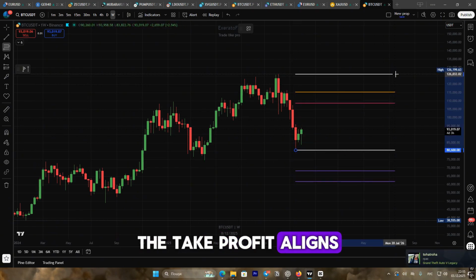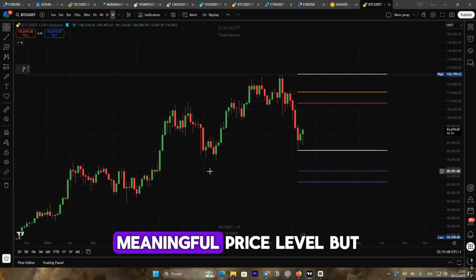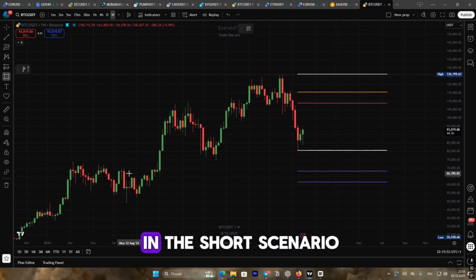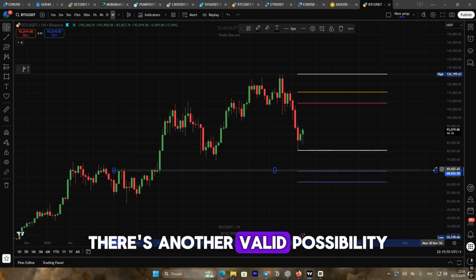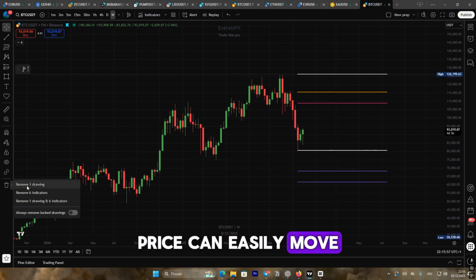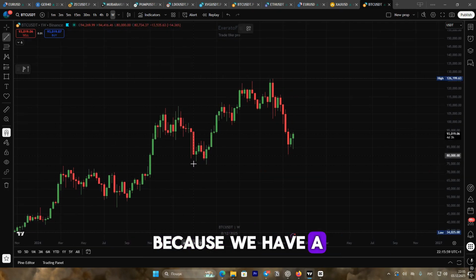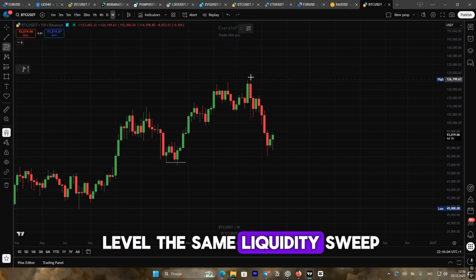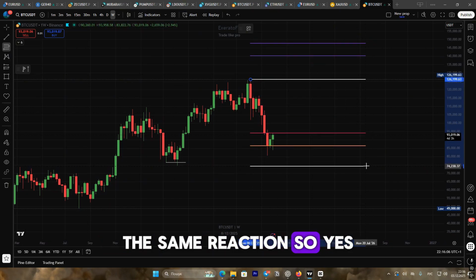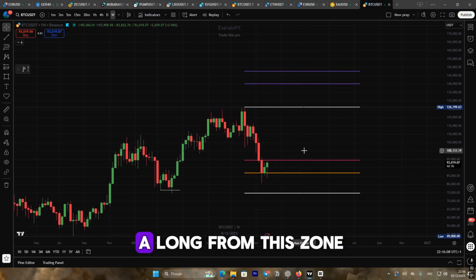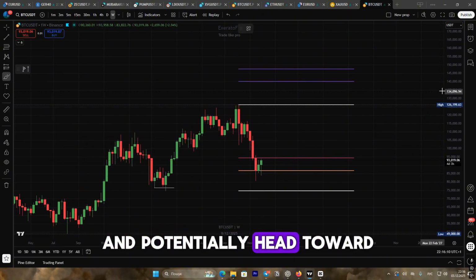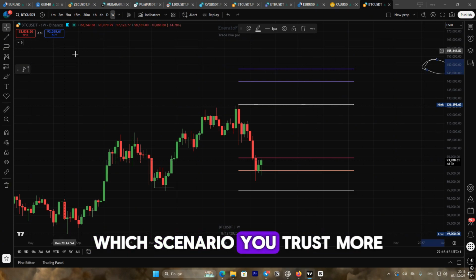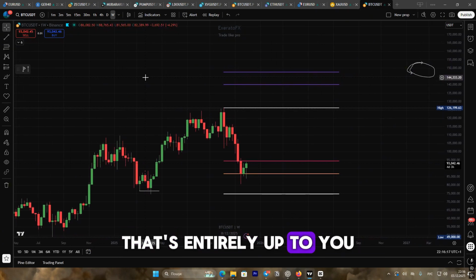This is a short side Fibonacci setup, and according to the rules of the system, everything lines up correctly. The take profit aligns perfectly with a previous meaningful price level, but if you're extremely bullish and you don't believe in the short scenario, there's another valid possibility. Price can easily move up from here as well, because we have a mirrored setup on the other side. The same type of level, the same liquidity sweep, the same reaction. So yes, price could launch into a long from this zone and potentially head toward the $150,000 area. Which scenario you trust more, that's entirely up to you.